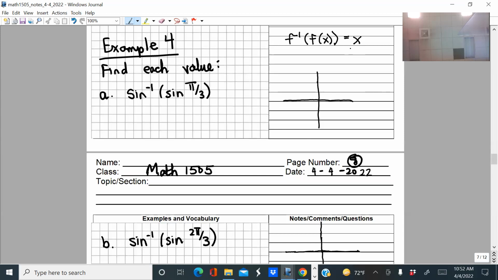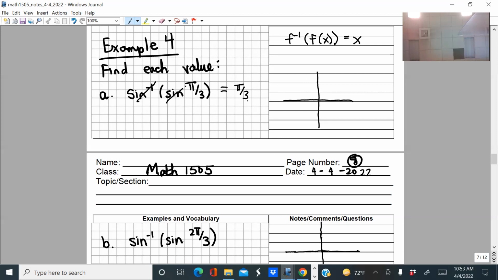Well, this is what happens, okay? When you compose a function and its inverse, they sort of cancel each other. The two functions undo each other. They invert each other, in fact, and you just end up with x, okay? So f inverse of f of x would just be x. Notice that's what we have here. We have an inverse composed with the function itself. So these two things should cancel each other, and we should just get pi over 3 as the result here. We'll check that in just a second, but that's what should happen here, okay?